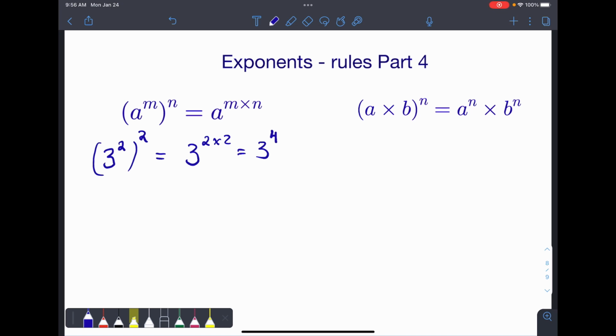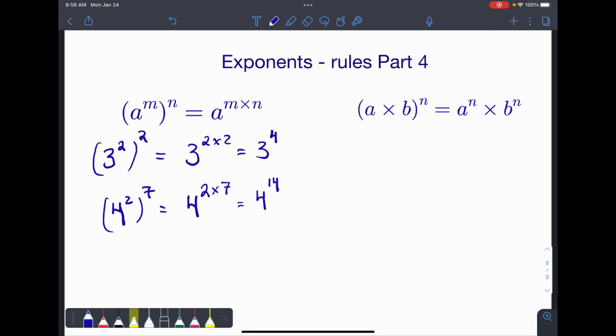Let's do another one. Let's say we had 4 to the power of 2, to the power of 7. So we can write this as 4 to the power of 2 times 7, which is 4 to the power of 14. All right, so this is an example of a power to the power.